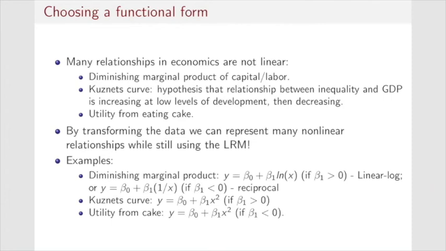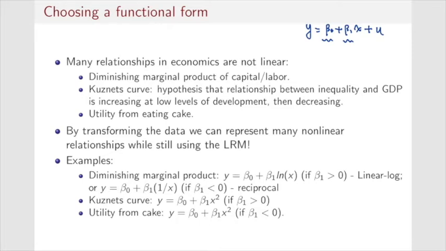So far, we learned how to interpret the simple linear regression model y equals beta 0 plus beta 1 x plus u. The relationship between x and y is linear. Beta 0 is the intercept parameter, and beta 1 is the slope parameter. But in many cases, the relationship between x and y is nonlinear.